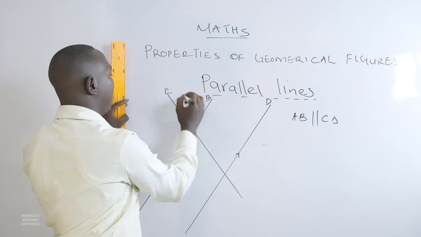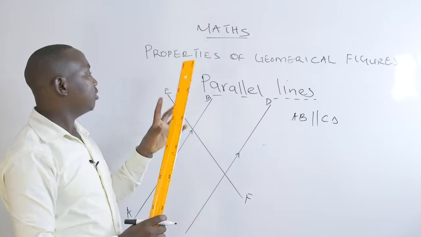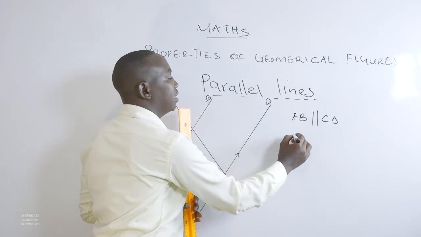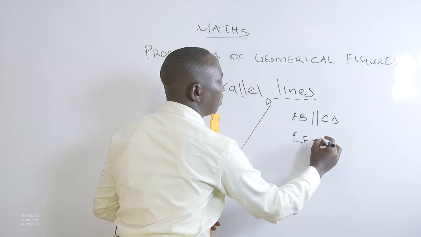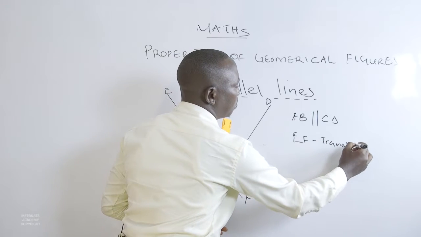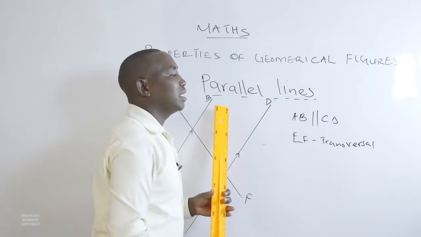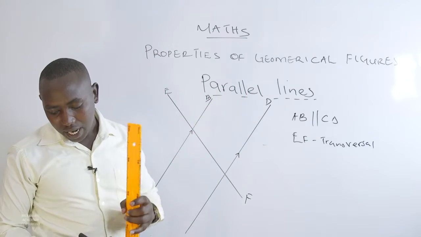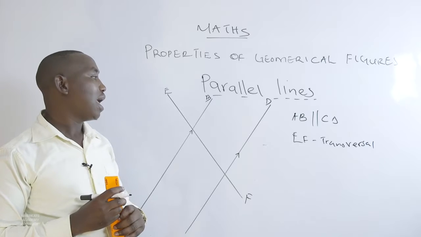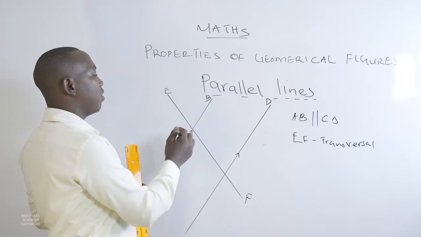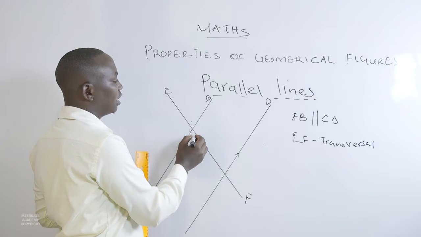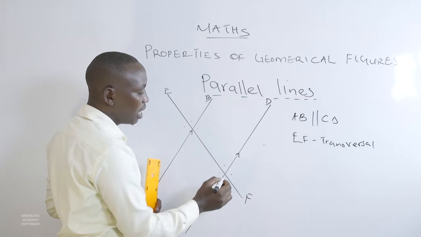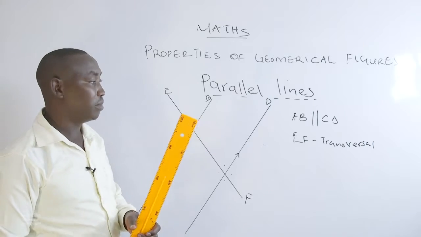Let me call it EF. This particular line EF is referred to as a transversal. And as it cuts across these two parallel lines, it ends up forming some particular angles. As you can see, we have this angle formed, this angle formed, this angle formed, and the other angles formed.